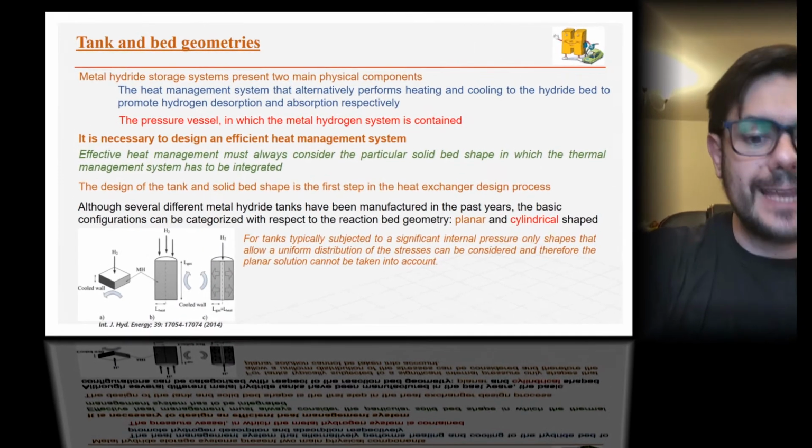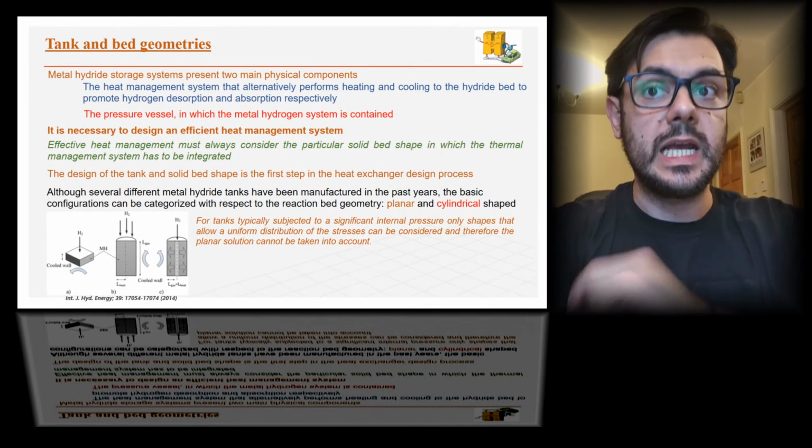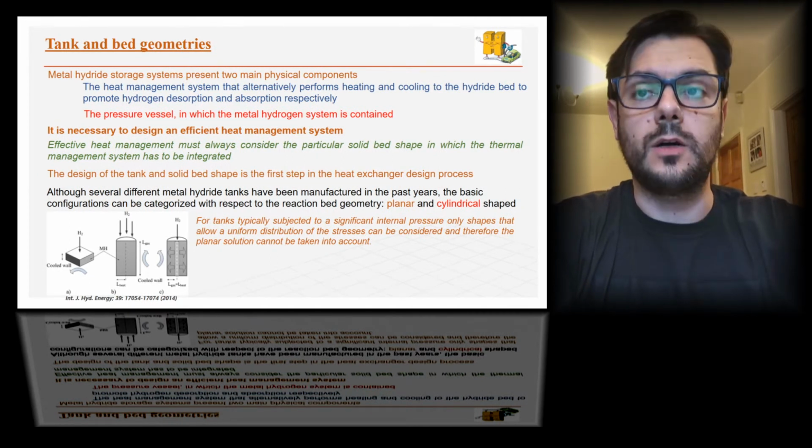That means, in general, when we try to store hydrogen in solid-state form, the metal hydride systems present two main physical components. Those components are the heat management section, where we try to get rid of the extra heat or we try to import some heat. We'll see this in much more detail in Section 8 later on.